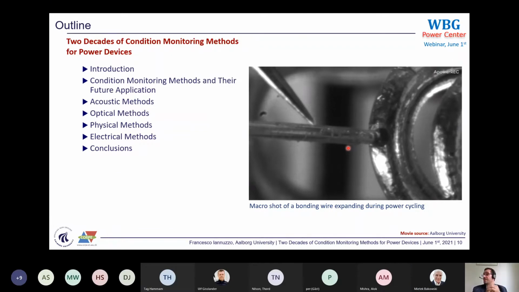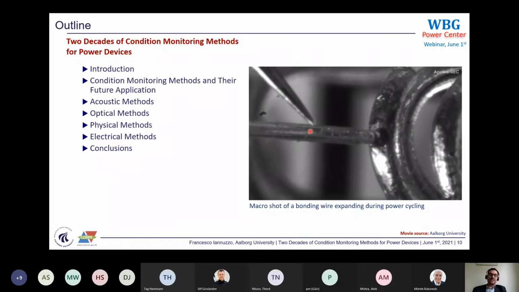This is a nice movie we took with the fast shooting camera during power cycling, and you can see we have two bond wires here, actually three. This is number one, this is number two, this is number three in the background here. For the sake of reference, we put a needle. You can see the needle tip here, which is fixed on the holder, on the base plate, and you can see an optical fiber here, which is mechanically connected to the bond wires, and you can see what happens during power cycling.